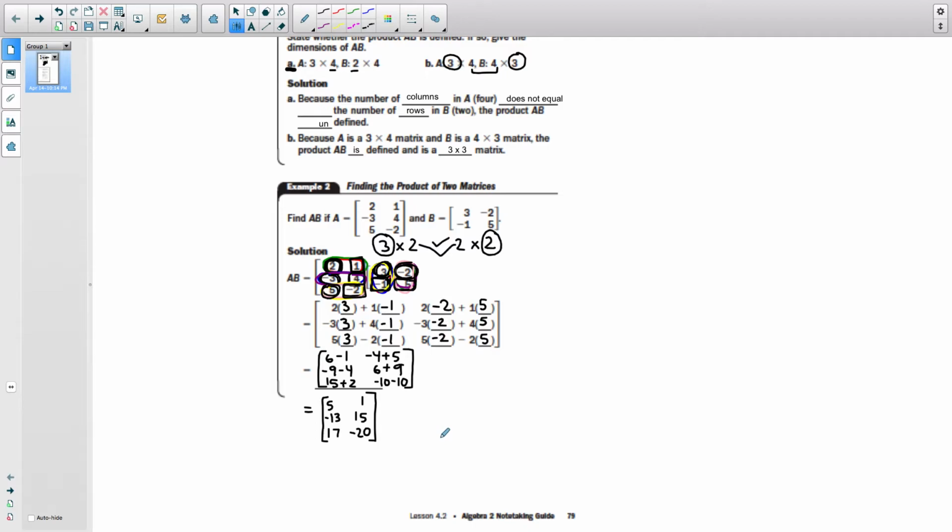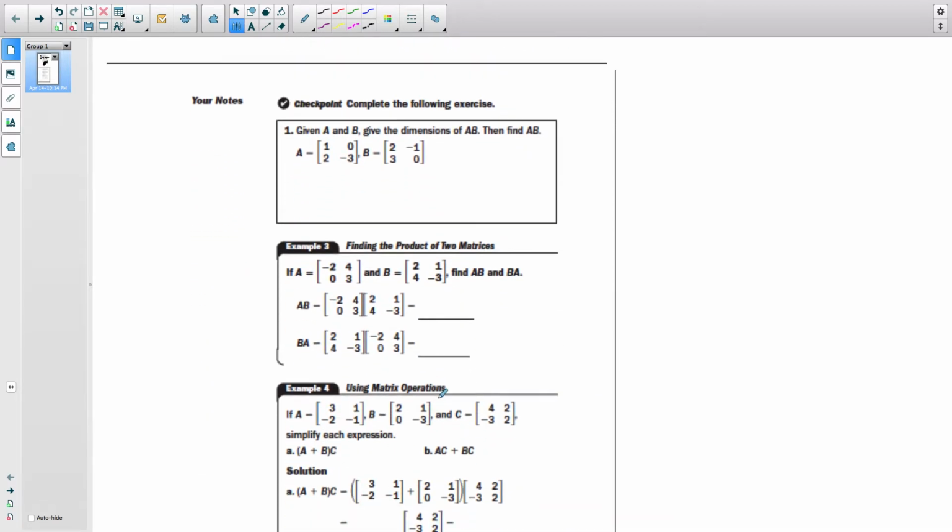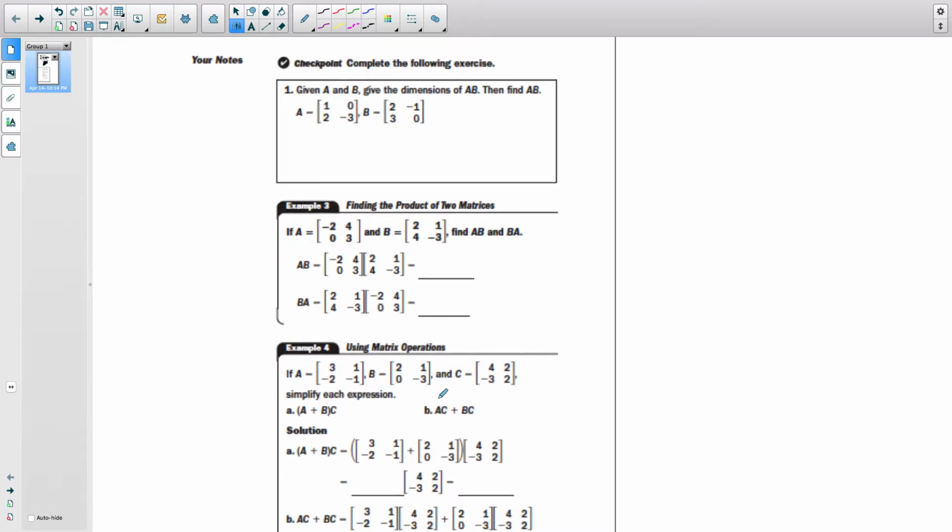Okay, so that's how you multiply matrices. We're going to move on to another example just so you can get another example of being able to multiply matrices. All right, so here's the checkpoint. So it says given A and B, give the dimensions of AB, then give AB. All right, so give the product of AB.